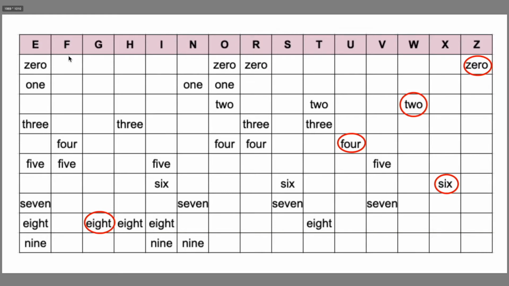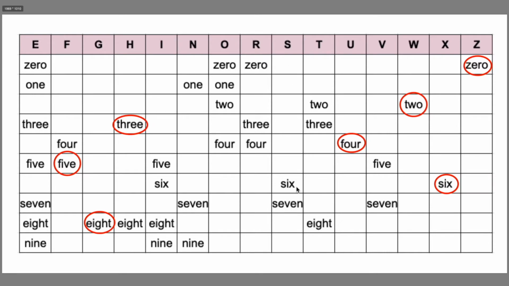For example, F is in both 4 and 5. We know the number of U is the number of 4. So the number of F minus the number of U is the number of 5. H is in both 3 and 8. We know 8 by the number of G, so 3 is the number of H minus the number of G.